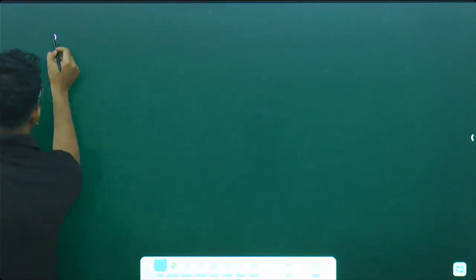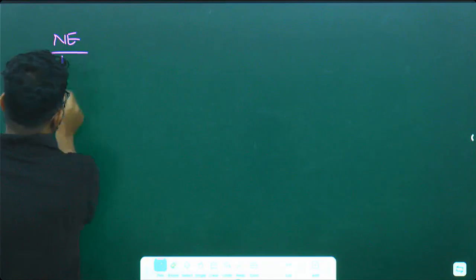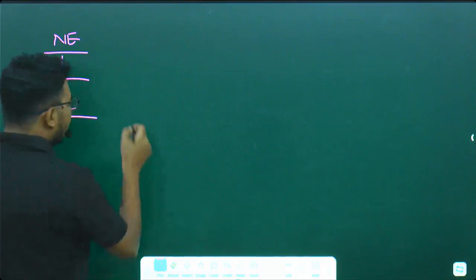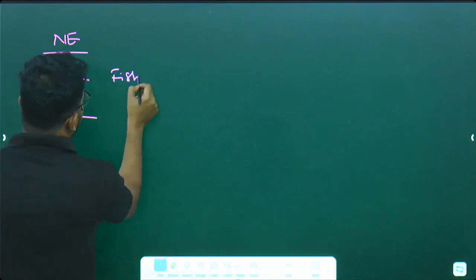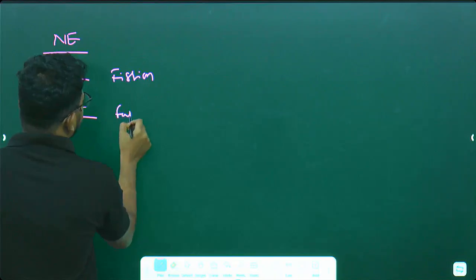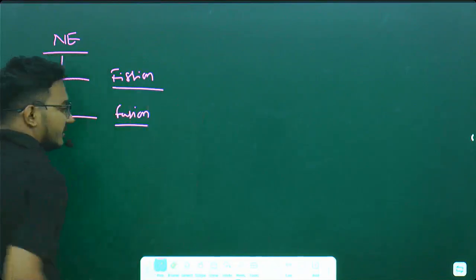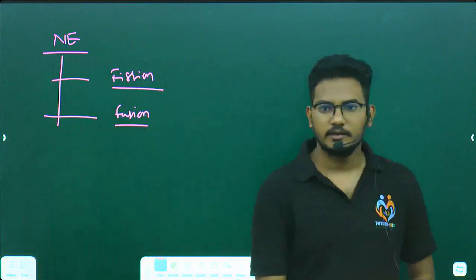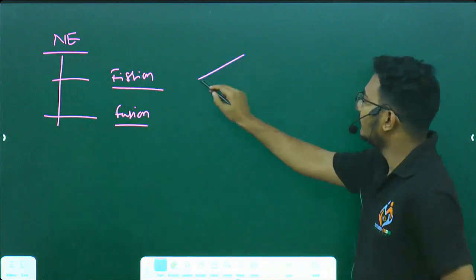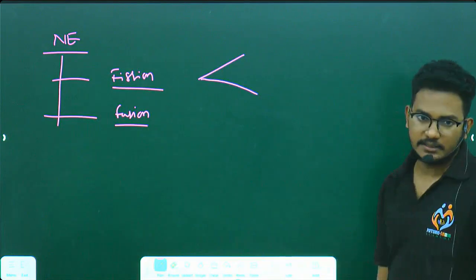Fission. Yes, we started with nuclear energy. We have discussed first nuclear fission and then fusion. In nuclear fission, I've told you, this can be used for the atomic bomb and for electricity generation.